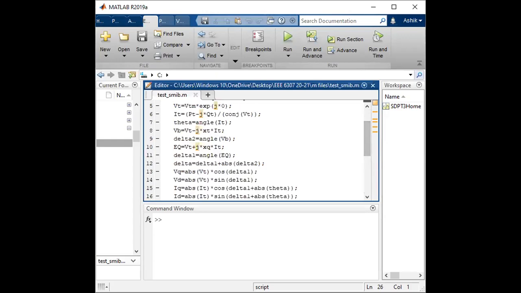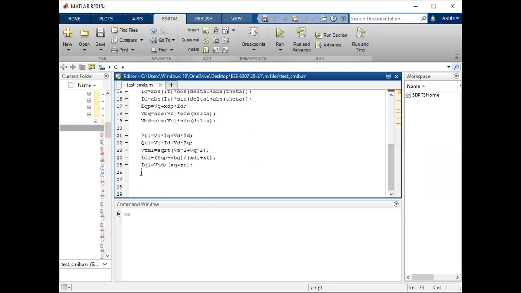Okay. So if you remember, we already had this done in the last class up to IQ dash. So today, this part, PT1 up to this ID and IQ, we can comment them out because these were done just for validation purposes. So we just leave them out.